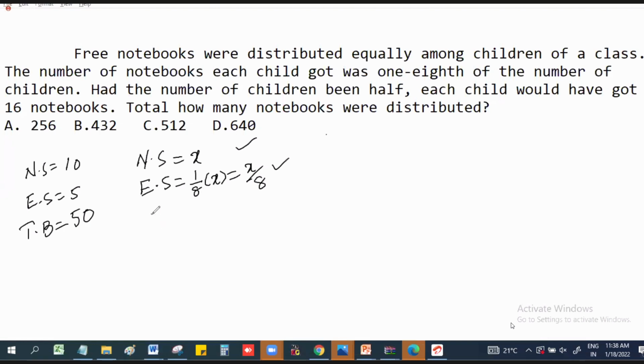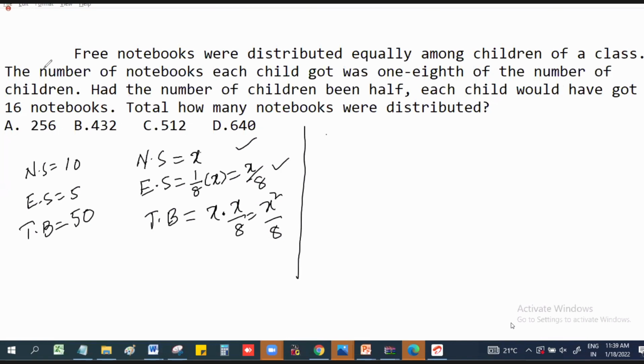Now tell me, what will the total number of books become? It is the product of these two only, no? That is nothing but X into X by 8, which equals X square by 8. Yes or no? So according to the first case, we understood this.